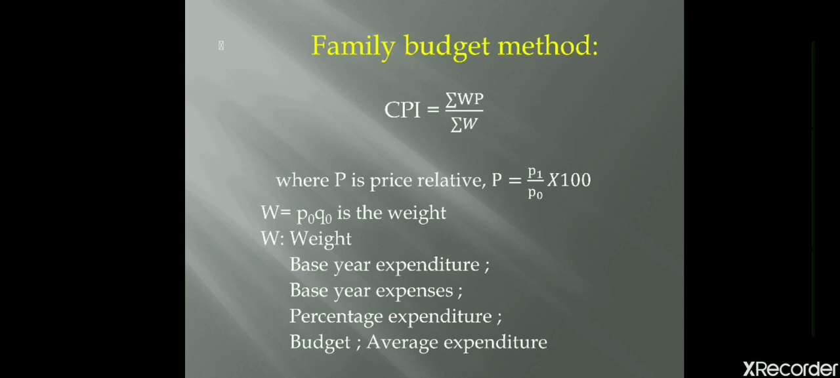In different problems, we come across different words which represent weight. For example, it may be simply the word weight, or base year expenditure, which we have to treat as W, or base year expenses, or percentage expenditure, or budget, which should be treated as W, or average expenditure.